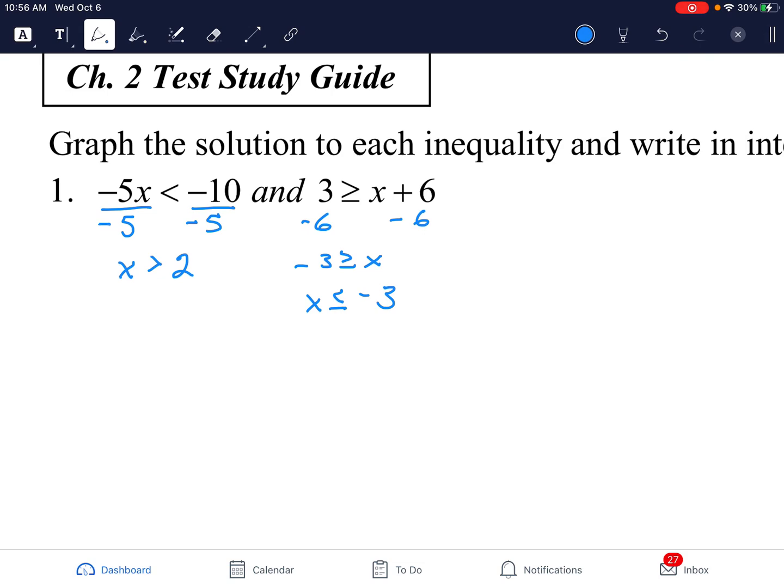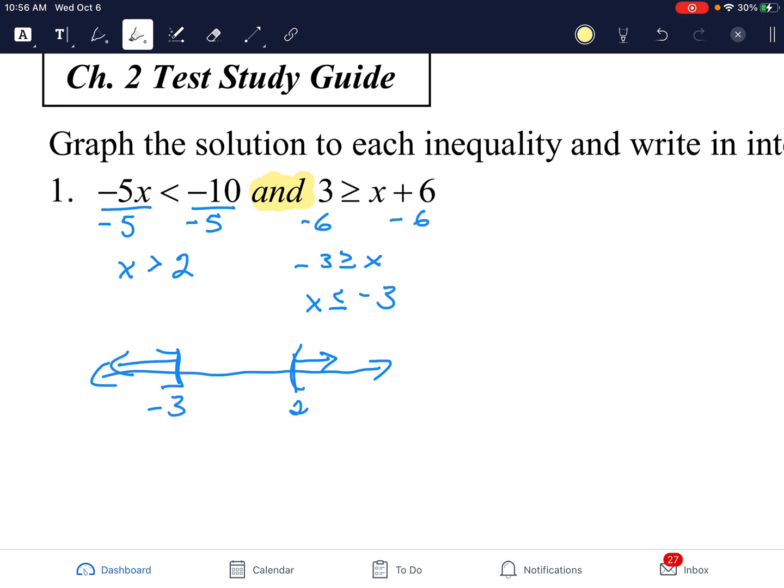So now we go to graph. We start off at 2, with the parentheses going to the right. We have a bracket at -3 going to the left. Now this is an AND question, which means these two graphs have to overlap to answer the question correctly, and since they don't, this is a no solution. They do not overlap, and it's an AND, so it's no solution. If this had been an OR question, we would have been fine.